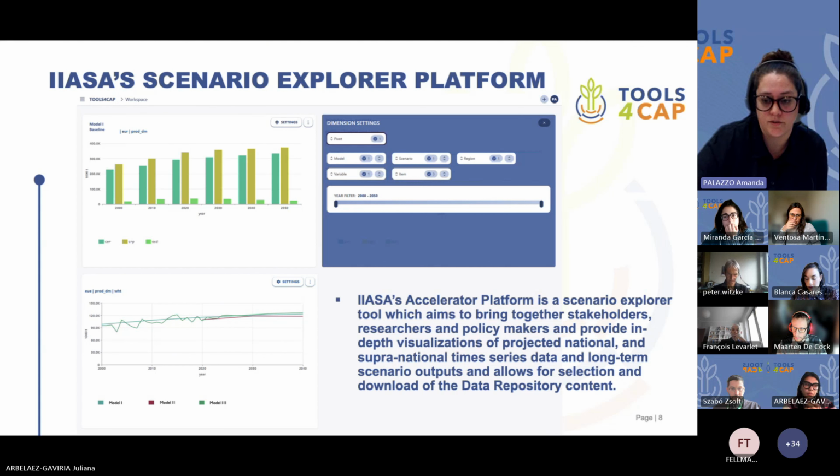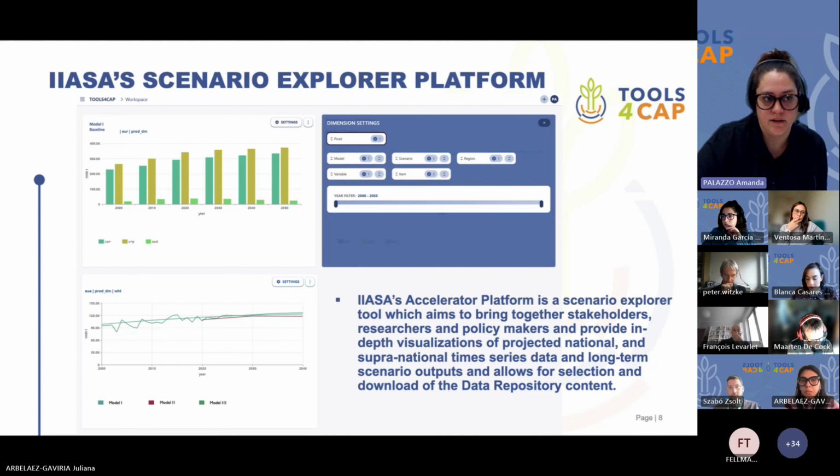So here I provided a screenshot of the current state of the accelerator, where we're showing model output of production in the upper left-hand side for a few crop aggregates, and below that we have the production of wheat for different models that are providing information for the baseline projections.